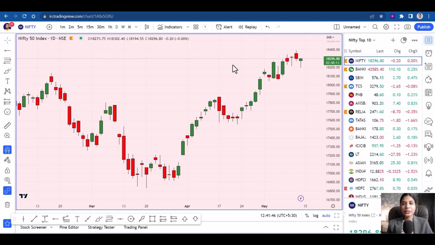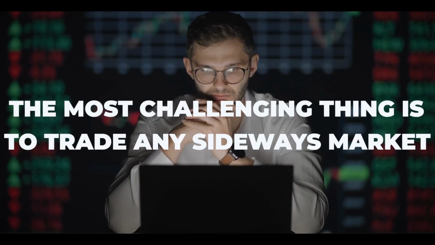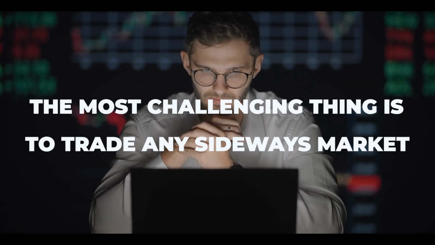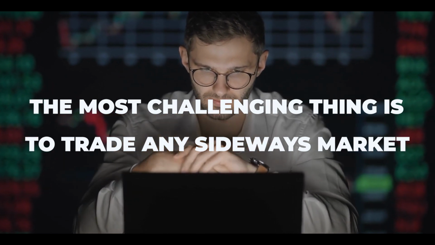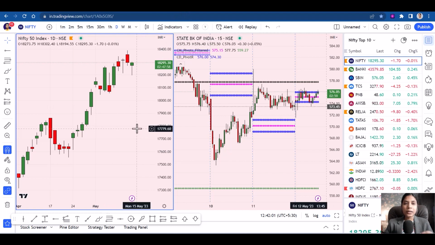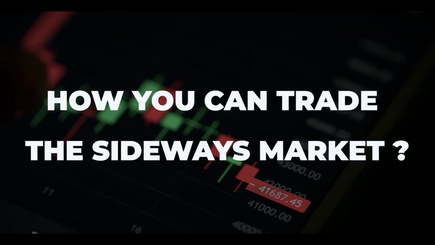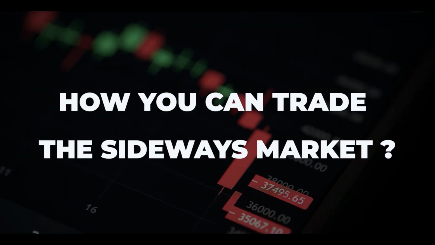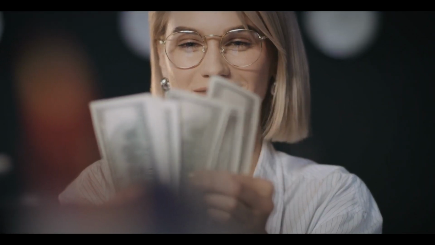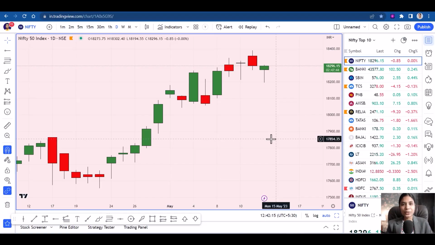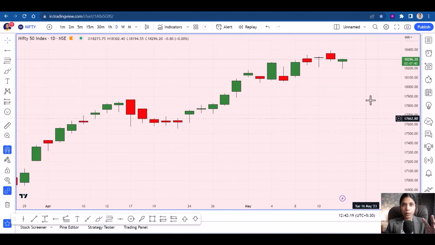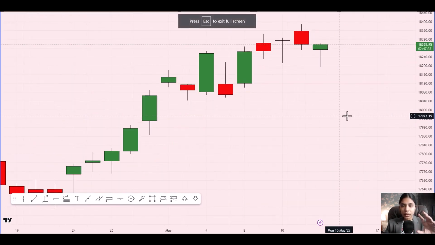Super awesome, guys. So today I'm going to teach you how to trade a ranging market, because for traders the most challenging thing is to trade any sideways market. So in the live market I'll show you how you can trade the sideways market and how you can make money from a ranging market very safely, very easily, and with peace of mind. So this is Nifty here in front of all of you. Now let's make it a full screen.